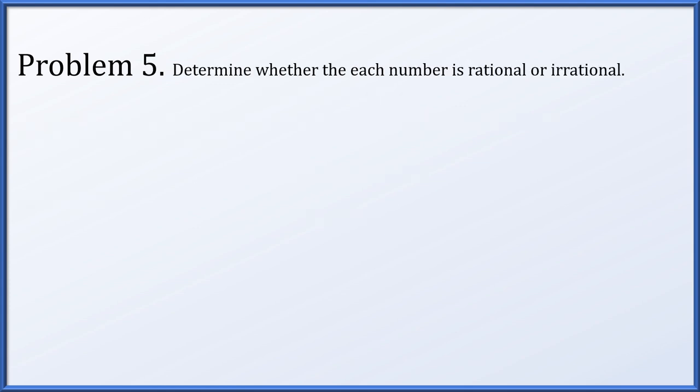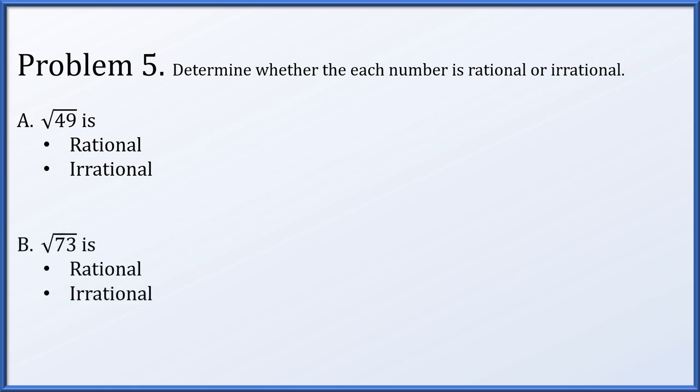In problem 5, we're going to be given some numbers and we determine whether each number is rational or irrational. Well, what about the square root of 49 and the square root of 73? These are the two numbers we have to check. A nice thing to know is that when you take the square root of an integer, either you get out another integer, or if you don't, the result is definitely irrational.